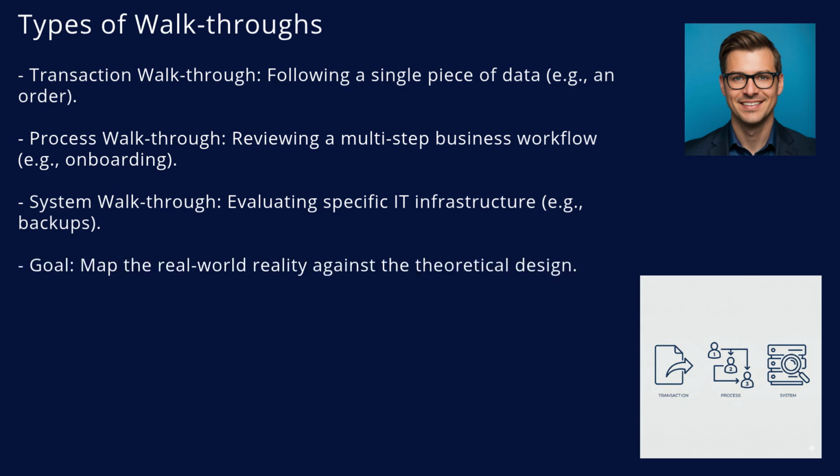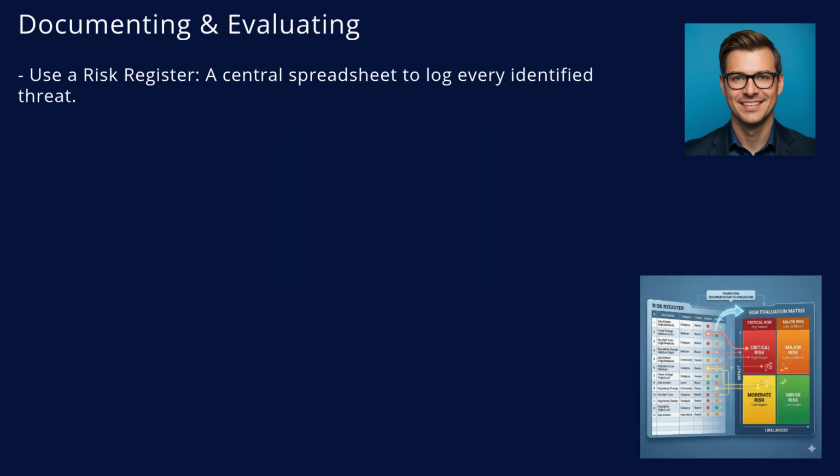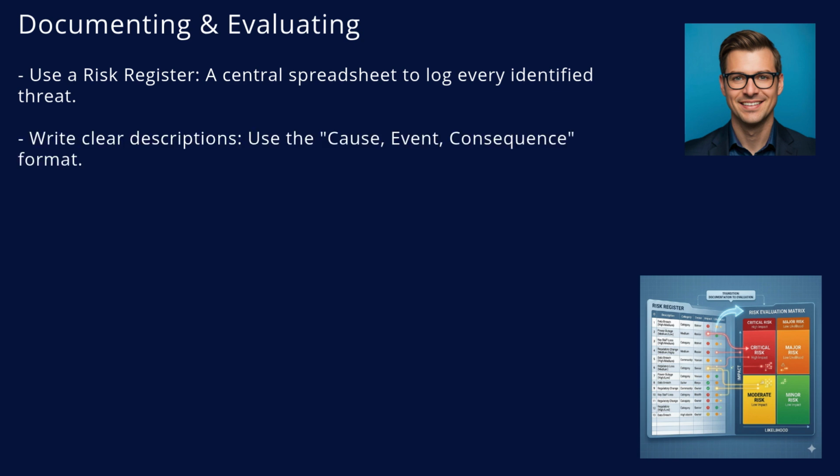Regardless of the type, your goal is always to map the real-world reality against what the theoretical design says should be happening. As you find risks, immediately document them using a risk register. This is just a central spreadsheet used to log every identified threat. Ensure you write clear descriptions using the cause, event, consequence format so there is no ambiguity later.